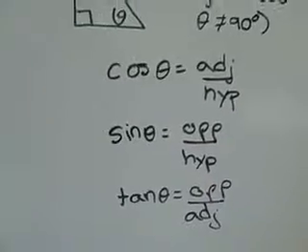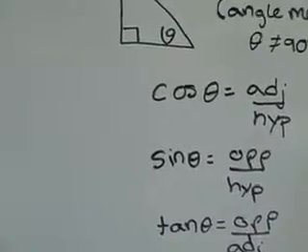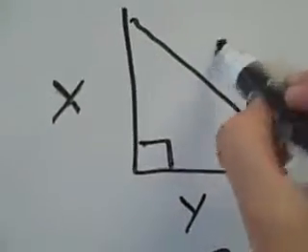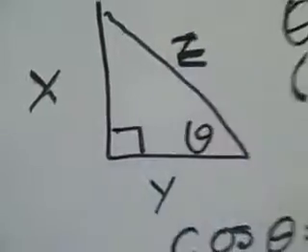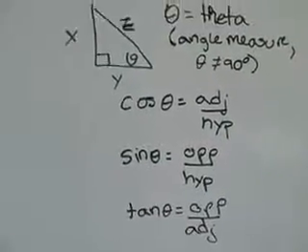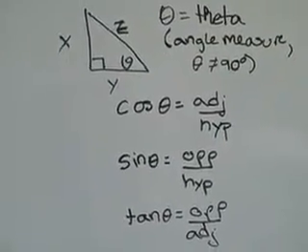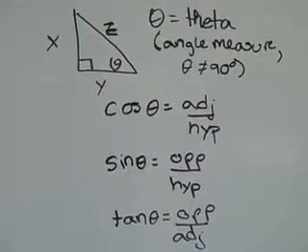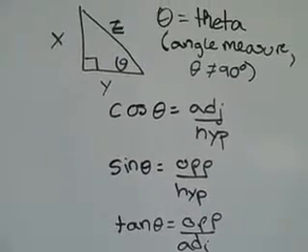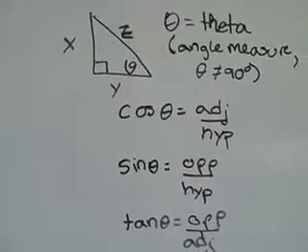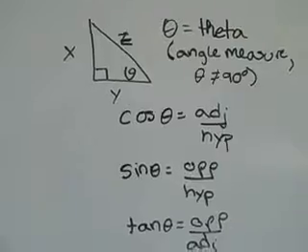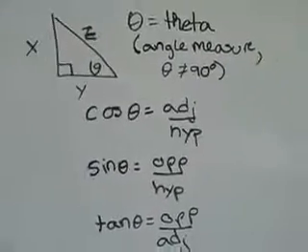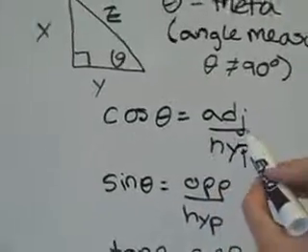Let's apply these to our triangle. If I labeled this side with X, Y, and this side with a Z, and I'm trying to figure out what cosine theta is equal to. Well, cosine of theta is equal to the adjacent side over the hypotenuse. It's always in relation to wherever theta is. So in this case, theta is in our bottom angle. What side would be adjacent to theta? If you said Y, you are correct.